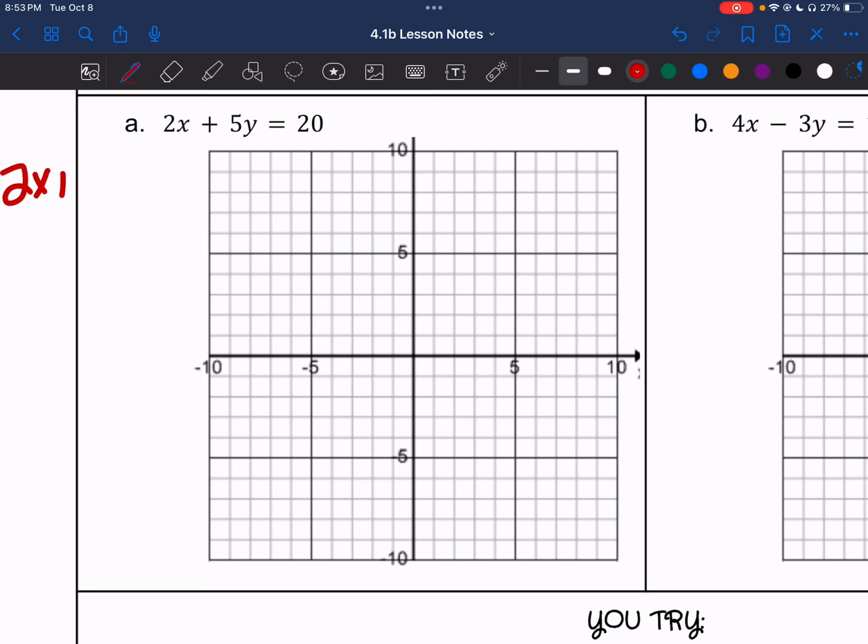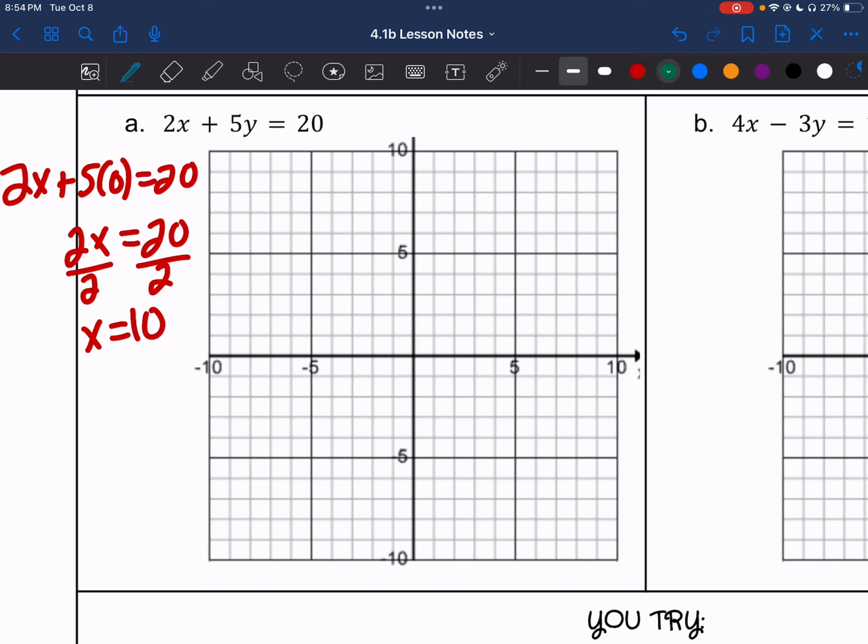So we have 2x plus 5 times 0 is equal to 20. 5 times 0 cancels out, so I'm left with 2x is equal to 20, which I divide both sides by 2. x is going to be equal to 10.